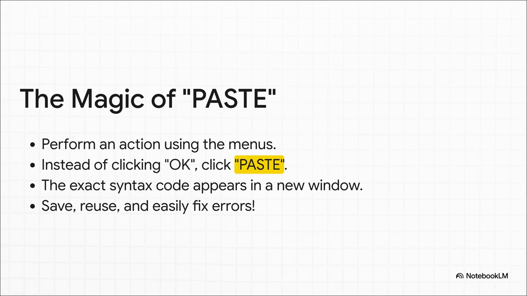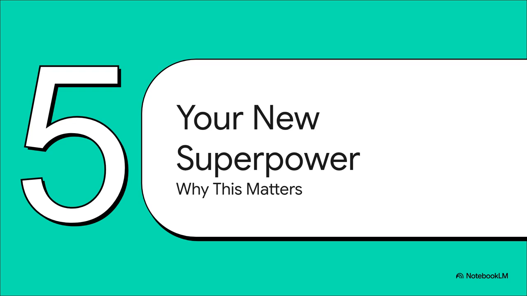Let me introduce you to your new best friend, the paste button. Seriously, just set up any action you want to do using the regular menus. But, and here's the key, instead of clicking OK, you click Paste. And just like that, the exact syntax for what you wanted to do appears in your syntax window. Now you can save it, you can reuse it, you can tweak it, and you can easily spot errors. It's the ultimate bridge from clicking to coding because it literally teaches you the language as you work. So when you start combining all these techniques, you're not just learning a new skill, you're really gaining a genuine superpower for your data analysis.